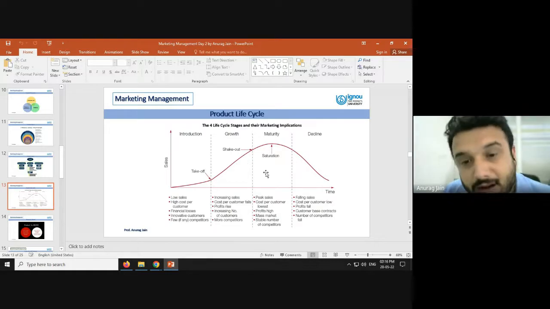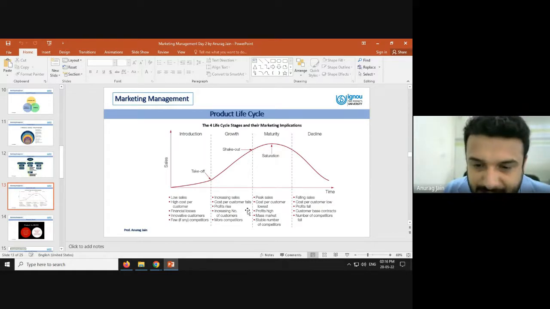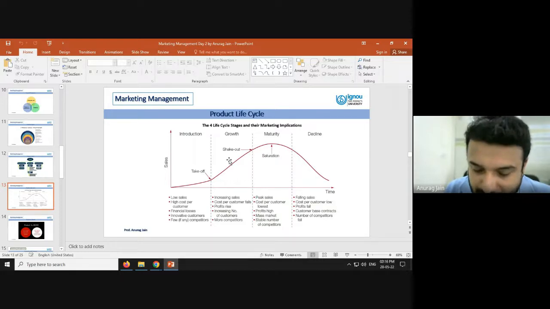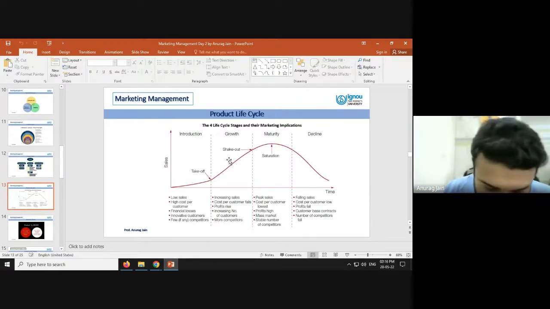Then the product will come to a growth stage, and at this growth stage we will see that now there are a good amount of customers who have awareness about that particular product, and the customers are increasing because there is word of mouth happening. There is another form of promotion which you, as a marketer, are putting efforts into. So now gradually the product is gaining some growth.